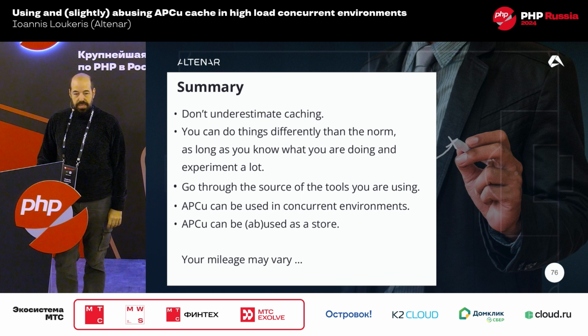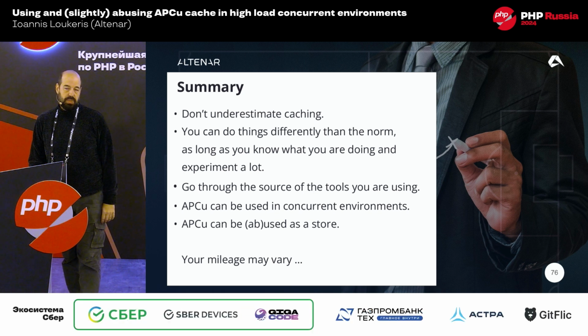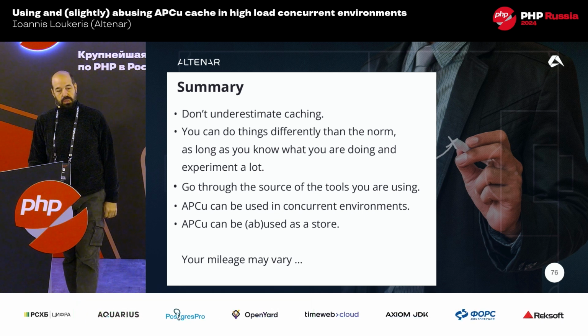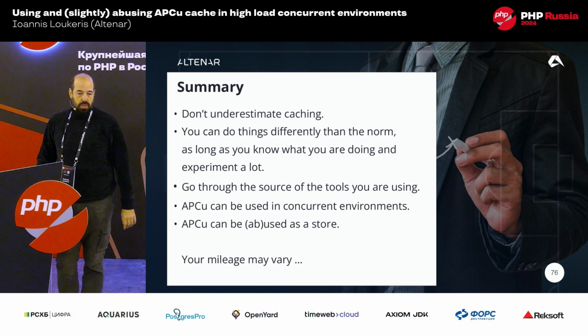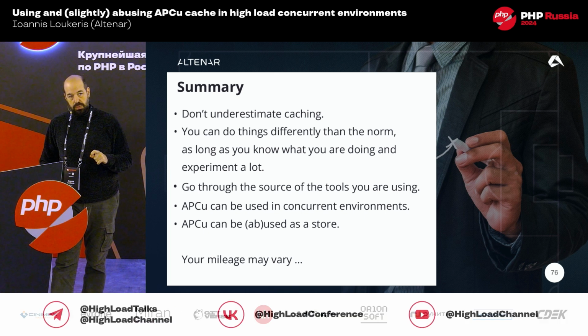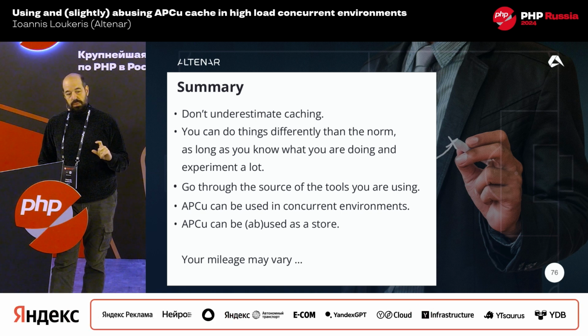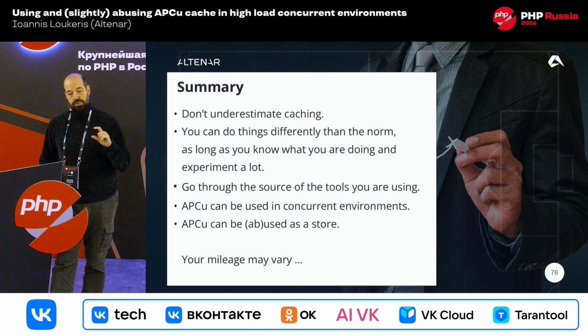Summary. Never, ever, ever underestimate caching. Might be simple, might look nice and easy. Put your brain to think, don't be like the idiot. You can do things differently than the norm, as long as you know what you're doing, and as long as you experiment a lot with actual data. Do not assume. Use the real thing, and you will be fine.